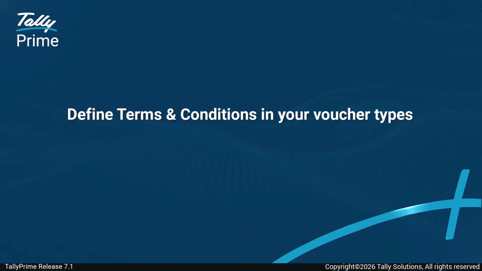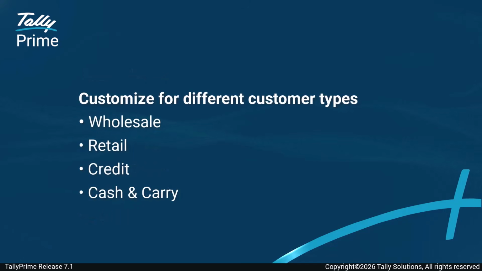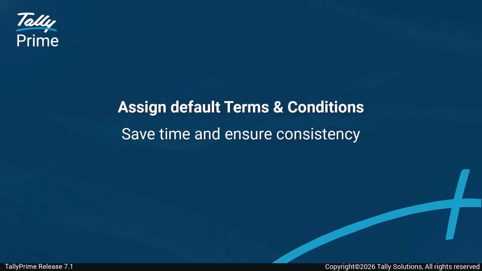To avoid this, you can define terms and conditions in your sales, debit note, credit note, sales order, delivery note, and POS voucher types. In case you deal with different types of customers like wholesale, retail, credit, cash and carry, and so on, you can set up different terms and conditions for each type in the sales voucher type. You can also select default terms and conditions for the voucher type.